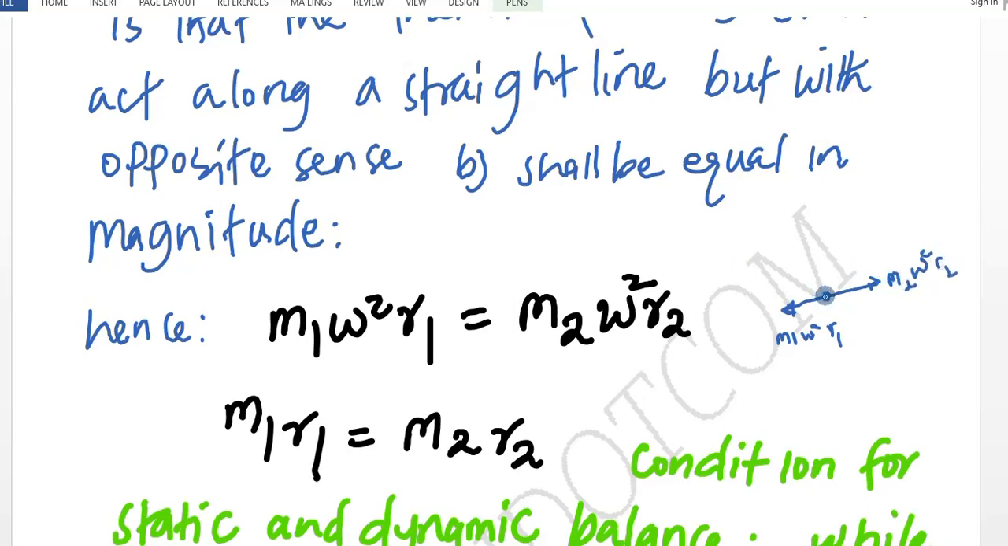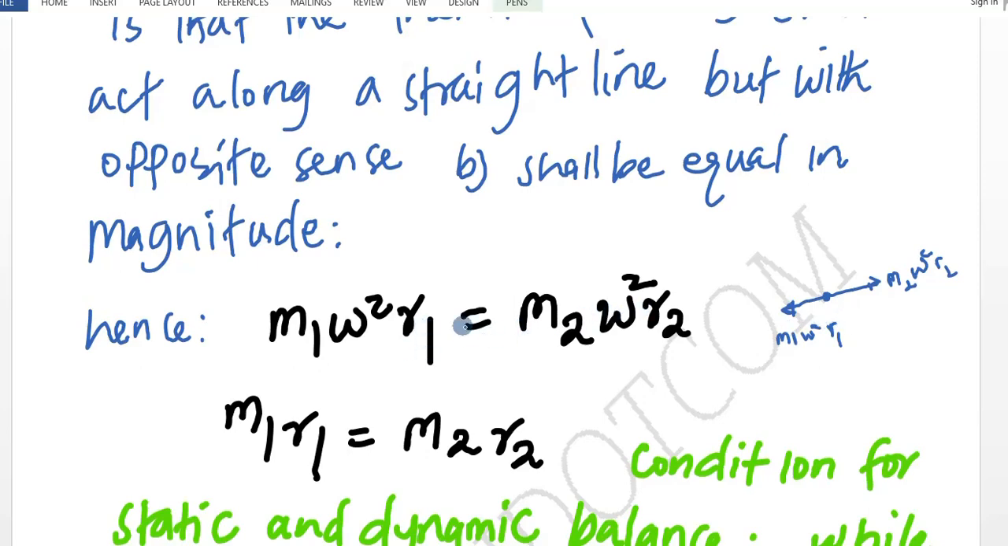If we establish a static and dynamic balance situation, then these forces are going to act in a straight line but in opposite sense. Then these two forces shall also be equal in magnitude if we are to say this system is in static balance as well as dynamic balance.